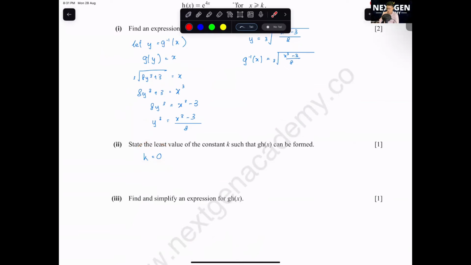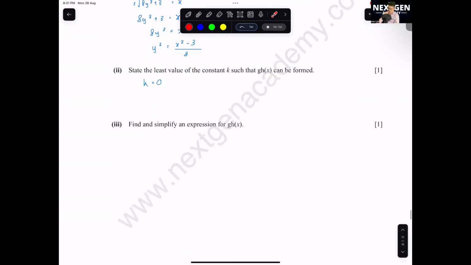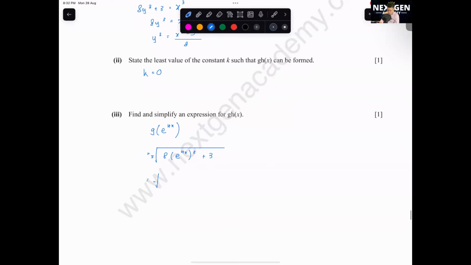Next one, find gh(x). This is just a composite function. So g of e to the power 4x. This one you get cube root of 8 times the bracket e to the power 4x cubed plus 3. Simplify this, you get cube root of 8e to the power 12x plus 3.